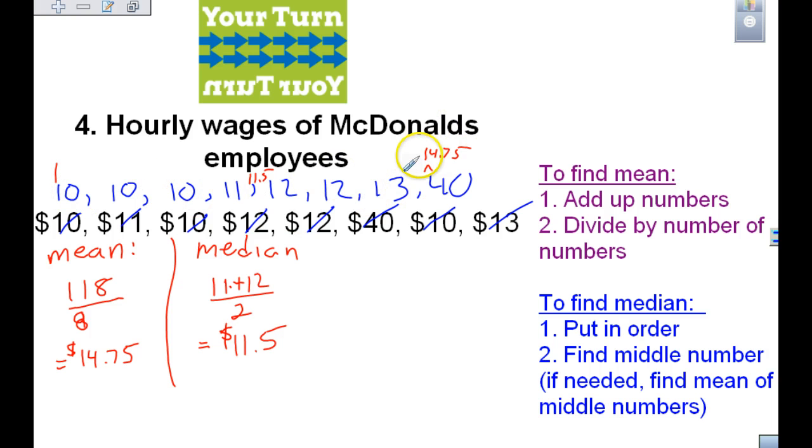So why did this happen? Why is it 14.75? Why is it so far away from all these? Yeah, because of this right here. This is called an outlier. Okay. This is called an outlier. And when you have outliers, median is the most appropriate between these two. Write that down. Very important.